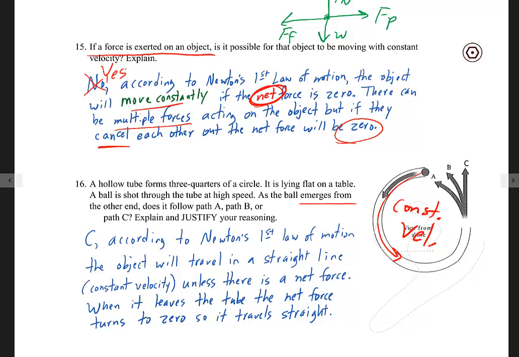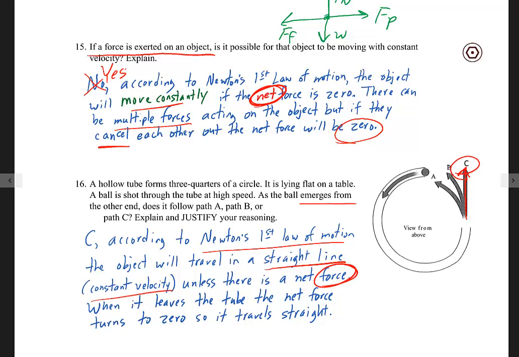But as soon as it gets to the end of the tube, there's no more forces, so therefore it's going to go in a straight line because of Newton's first law. It has inertia, and because it has inertia, it will travel in a straight line at a constant velocity until some force causes it to turn. So it won't keep going at A or B, it's going to go straight.